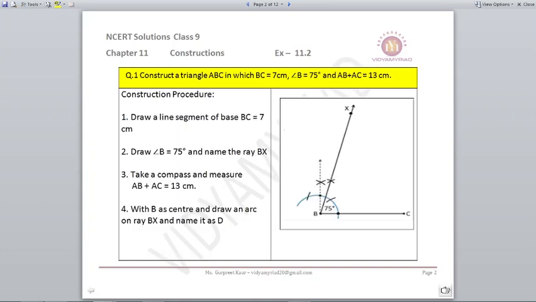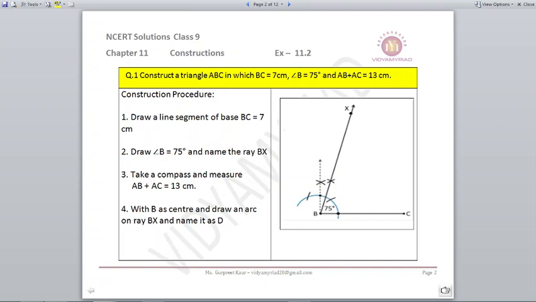Now question number 1. Construct a triangle ABC in which BC is 7 centimeters, angle B is 75 degrees and AB plus AC comes out to be 13 centimeters. Now you know very well how to construct 75 degrees. We have done it in the previous video, in the previous exercise, how to construct 60, 120, 75, 90 and so on. So I am not going to do that in detail. Just construct 75 degrees at B with the help of a compass, and your BC is 7 centimeters.